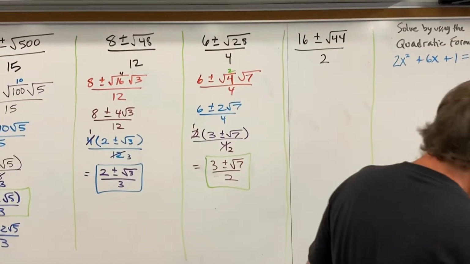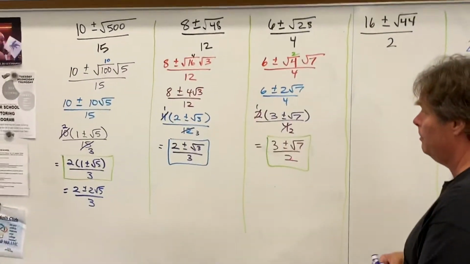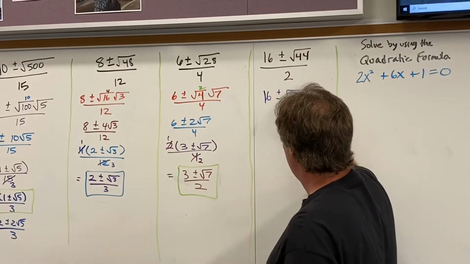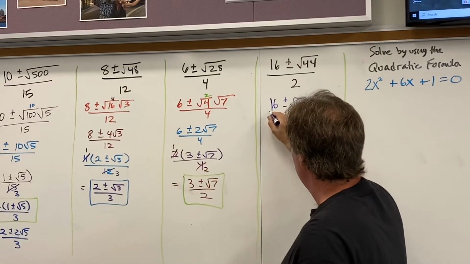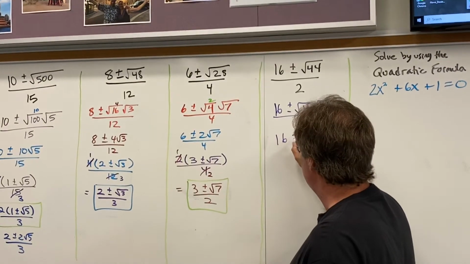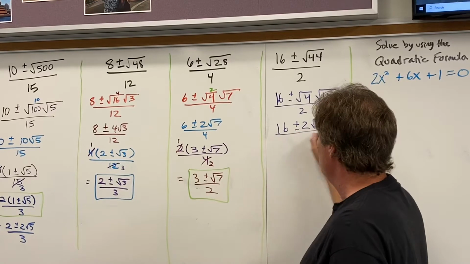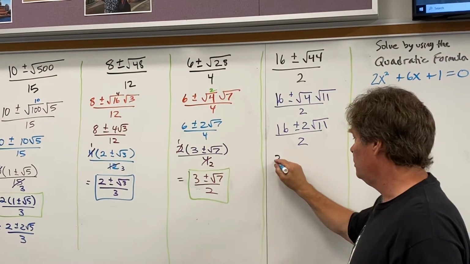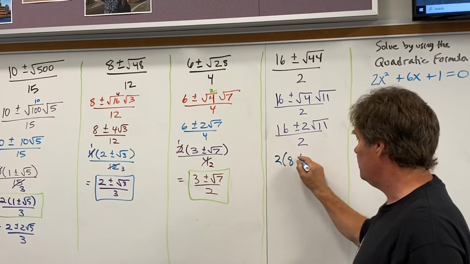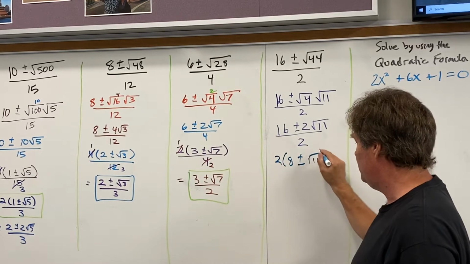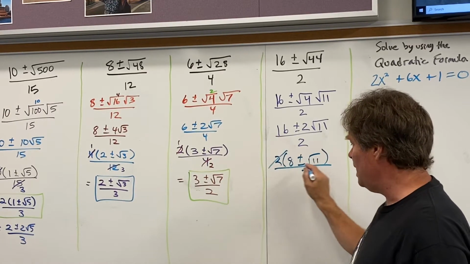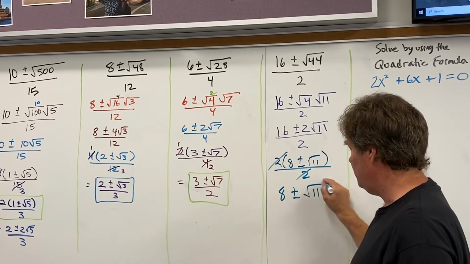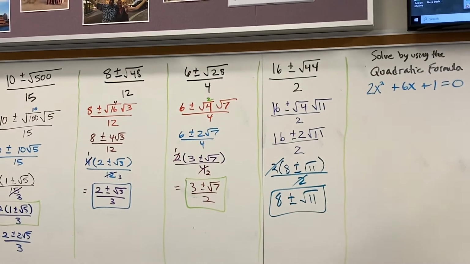Okay, let's keep going now. What about this guy? Same idea. 16 plus or minus square root pretty, square root ugly. What's pretty about 44? 4. What's ugly? 11 over 2. That's going to be 16 plus or minus 2 root 11 over 2. Everything has a 2. 16 divided by 2 is 8, plus or minus 2 root 11. Pull out the 2 is root 11 over 2. Those guys cancel, and you just get 8 plus or minus square root 11. And there you go. It's that easy.